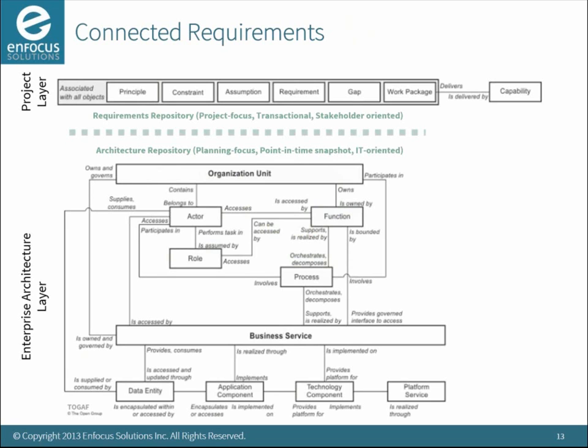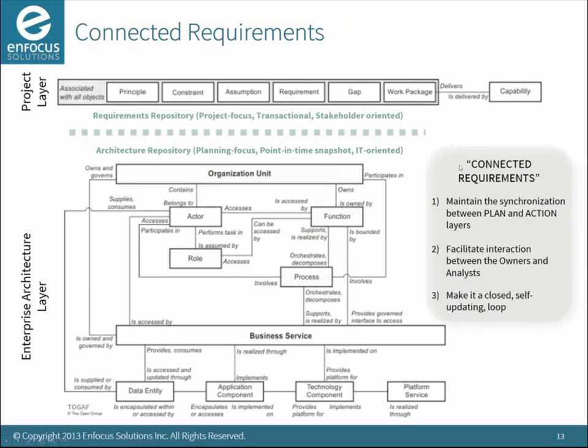Different things, different people, different users, different demands, different needs, okay? And as a result, you can get a disconnect between these two, because what you really need to make sure is that you've got connected requirements, that there's a synchronization between the plan and action layer. If I can show you the impact of a requirement or feature on an actor, what is it on the role, what is it on the function, what is it on the process, I now start to create that synchronization.